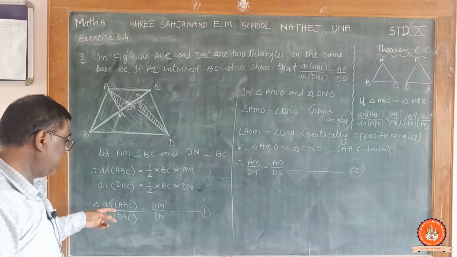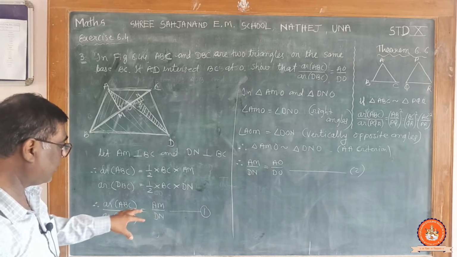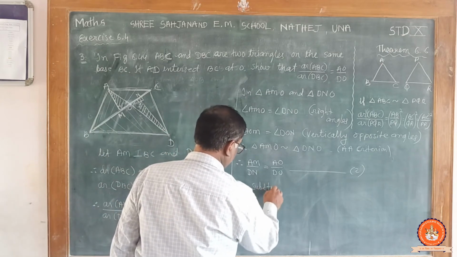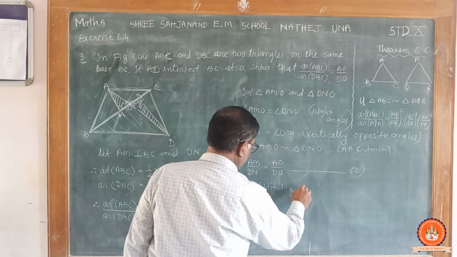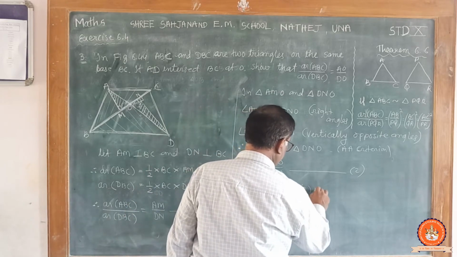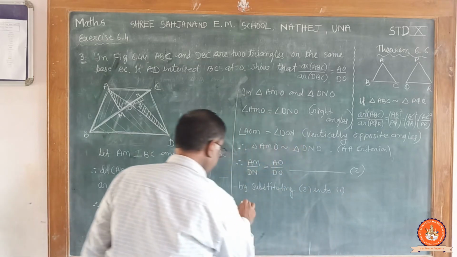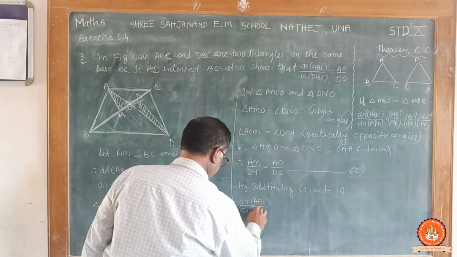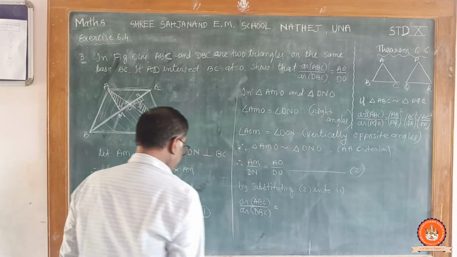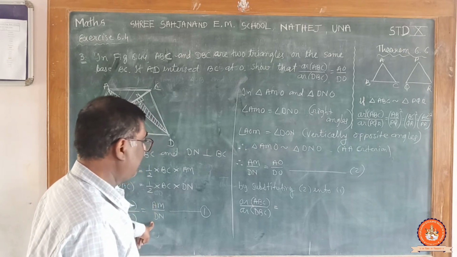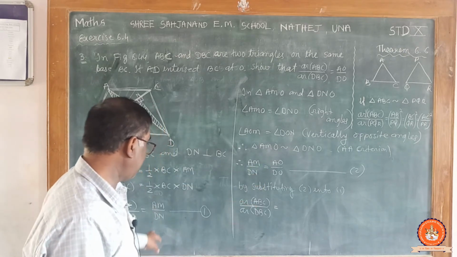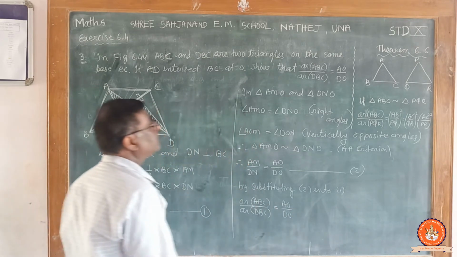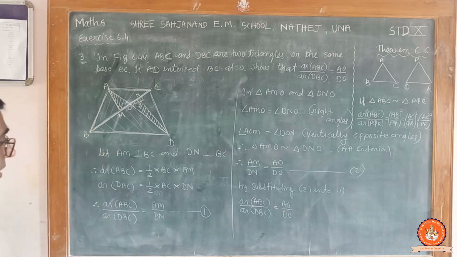Now look at it, in result number 1 we'll substitute the value from result number 2. By substituting 2 into 1, we get area of ABC upon area of DBC is equal to, in place of AM upon DN, I can write AO upon DO. Okay, here it is. So hence proven. Very good.